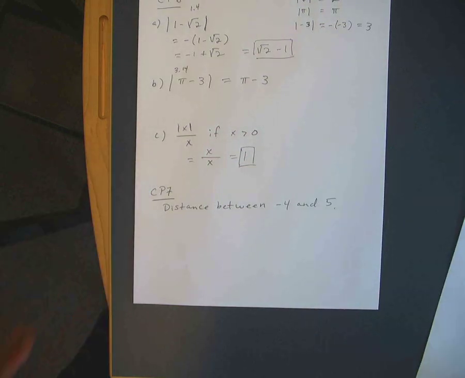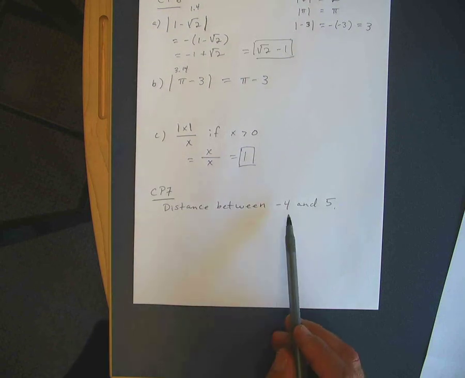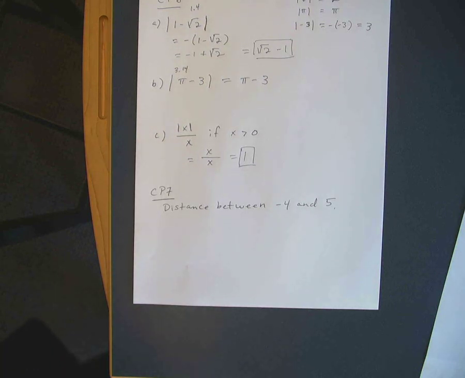Checkpoint 7 uses absolute value with the idea of distance. Here they want you to find the distance between -4 and 5 on the number line. According to the definition in the book, we can subtract those two numbers, take the absolute value, and then we will find the distance. It doesn't matter what order you subtract them in.